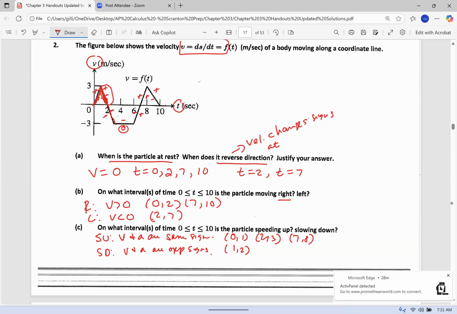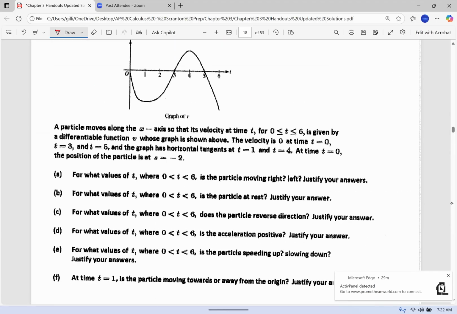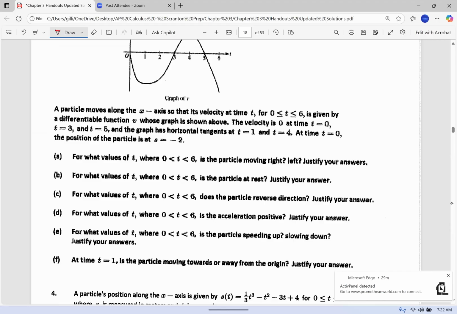And here, this is where velocity is negative, but acceleration is positive, so it's from 6 to 7. And then here, I have velocity is positive, acceleration is negative, and it's going to be happening from 8 to 10. So those are my intervals where the particle is speeding up and slowing down. In the next graph, I'm not sure if we can answer everything.